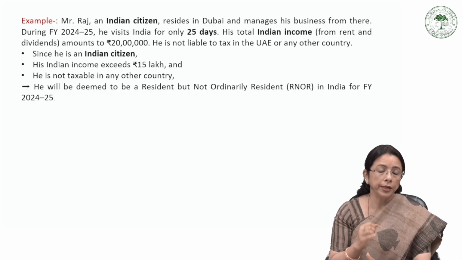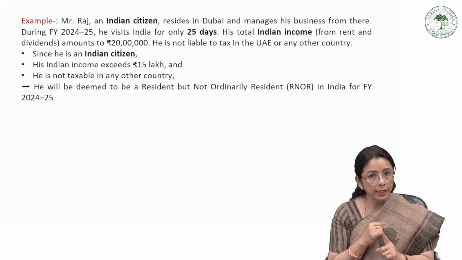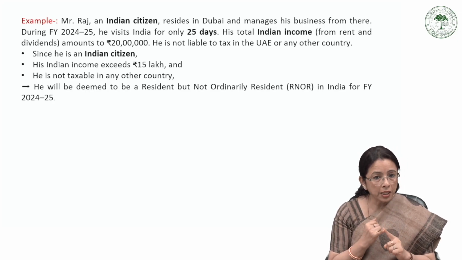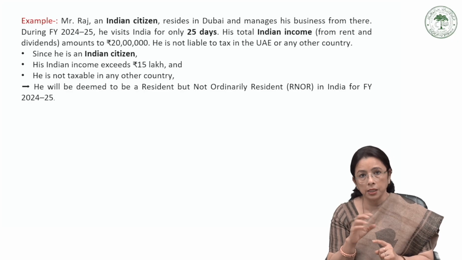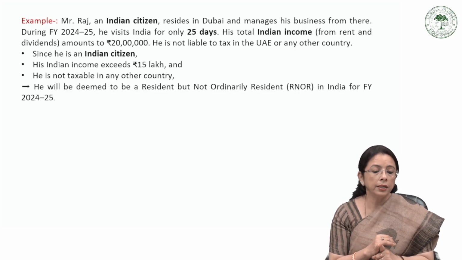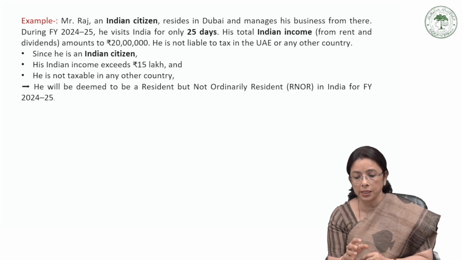Now, first condition, does he fulfill it? Is he an Indian citizen? Yes, he is an Indian citizen. His Indian income, does it exceed 15 lakh? Yes. The second condition is also fulfilled, because his income is 20 lakhs here. And then the third condition, he is not taxable in any other country. Yes, Dubai is not charging any taxes on this person. Here he will be deemed to be a resident in India, but not ordinarily resident in India.